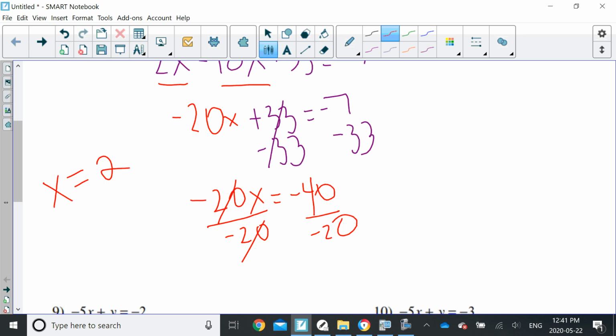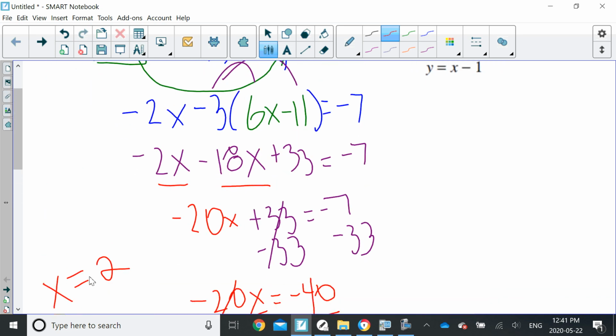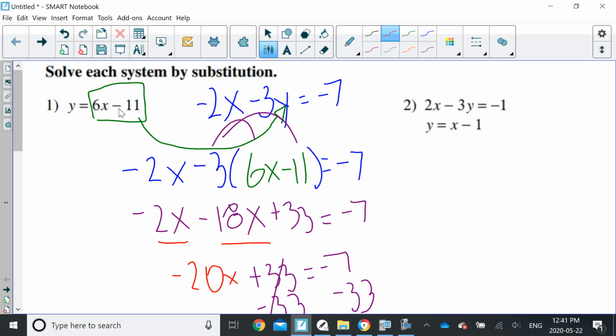So once you have one of your letters, one of my variables is solved for, x is solved for, I then need to go back up. If x is 2, what does y equal? I need to plug this into one of the 2 systems and solve for y. And the easiest system to plug this into is this one right here, because I already have y isolated, right? So I simply need to plug in the number 2 there. So y is equal to 6 times 2 minus 11.